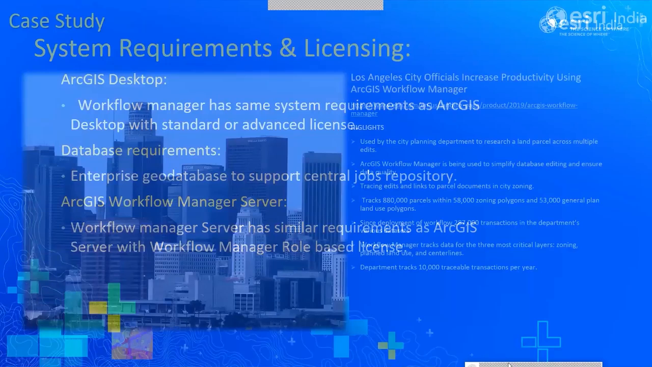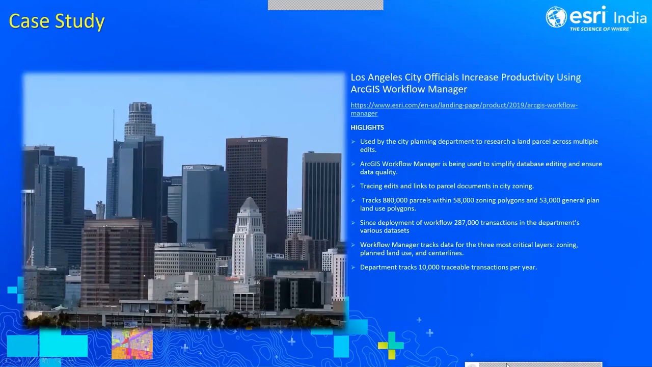And moving on, you can see a case study. If you want to know who all have implemented this, you can see one of the case studies: Los Angeles City officials are using ArcGIS Workflow Manager for increasing productivity. As you can see, it tracks around 80,000 parcels with 58,000 zoning polygons and 53,000 general plan land use polygons. So they are using it in a wide range.